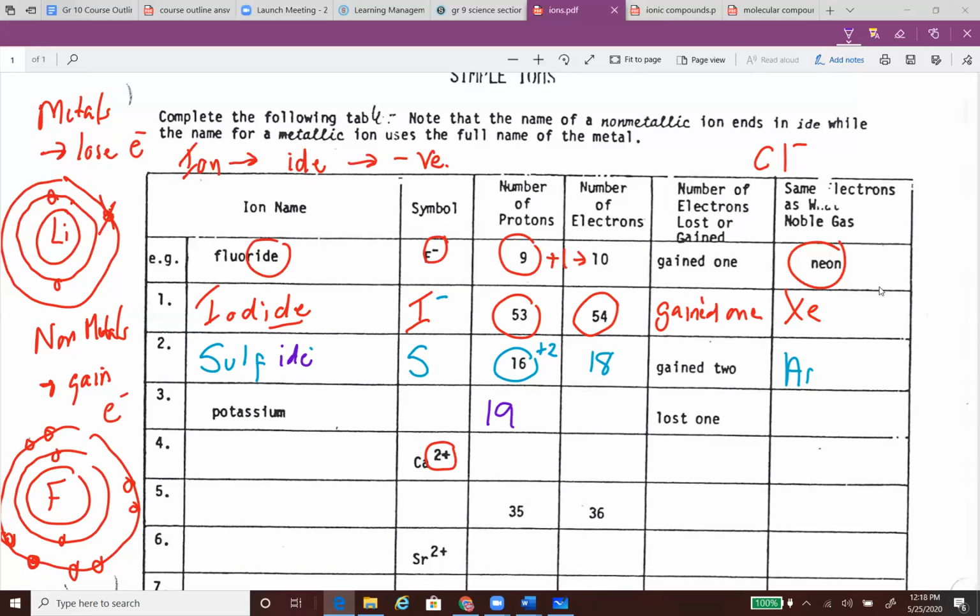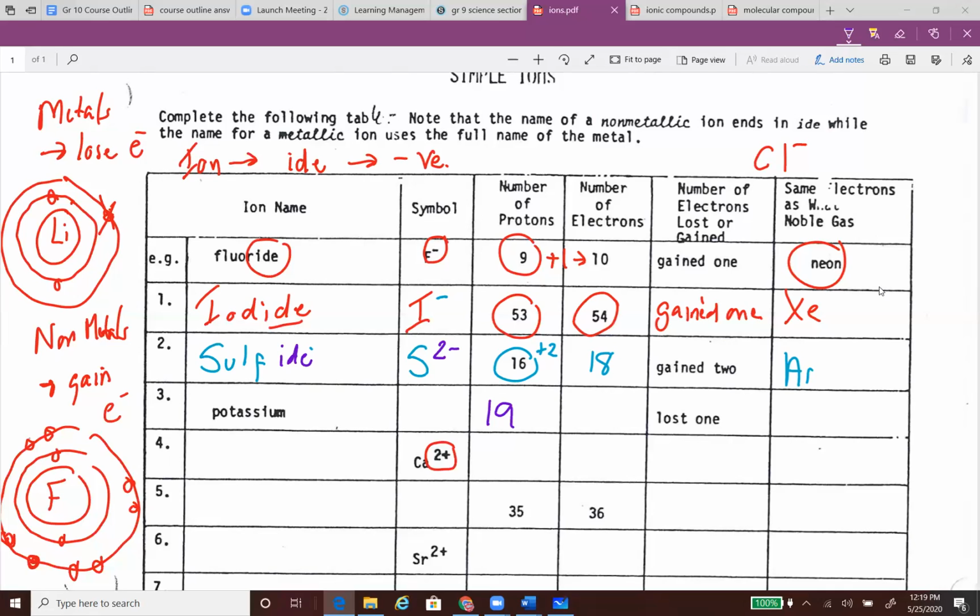So sulfur gained 2 electrons, so it would have a charge of -2. So what you'll notice is the number goes in front of the charge. So the 2 goes in front of the negative charge. That means that it gained 2 electrons. Okay. All right. Now row 2 is complete. So let's look at row 3.